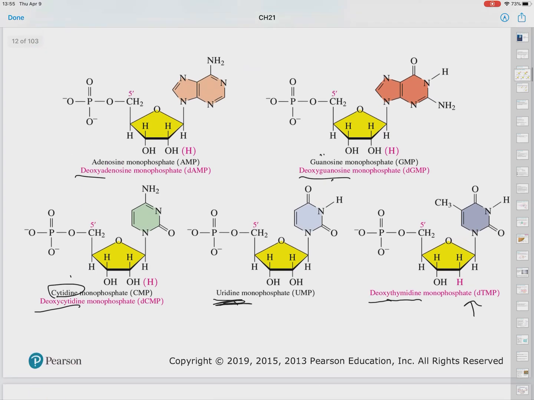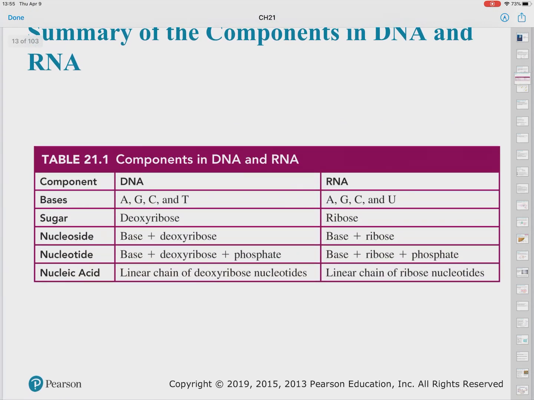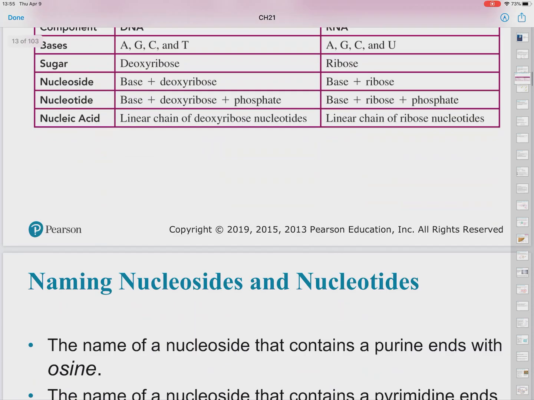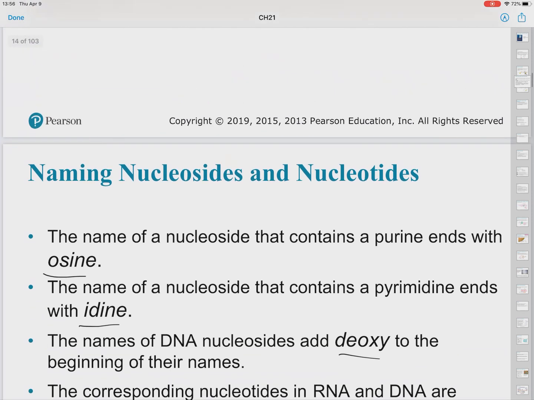Okay, just throwing that in there because it's coming. So we looked at our nucleotides, and then here we don't get any kind of naming help, but okay, basic ingredients. Here we get that naming guide. So if the purine ends in -osine, it gets its name changed to -idine. And we add deoxy in front when we're talking about DNA.